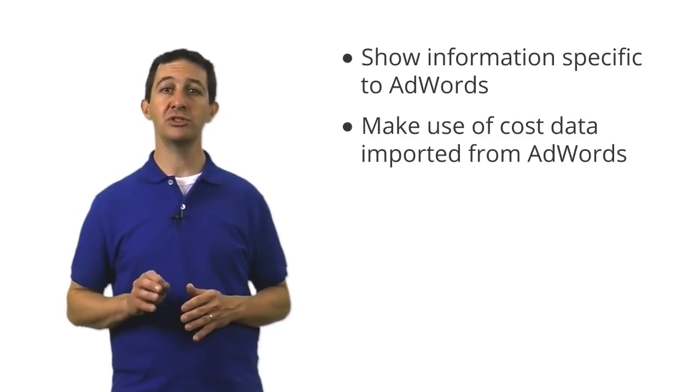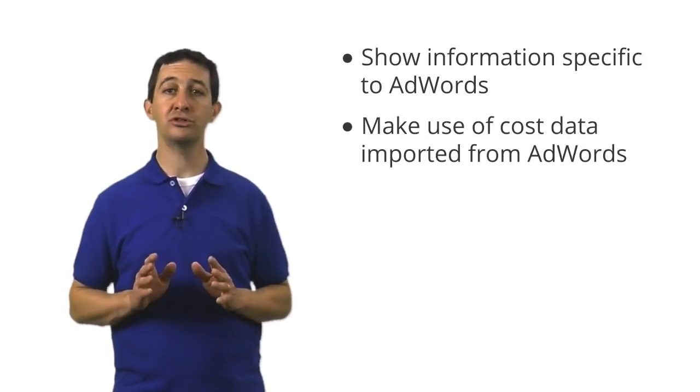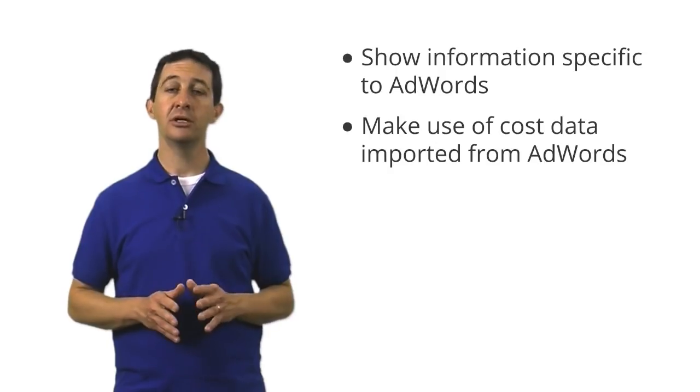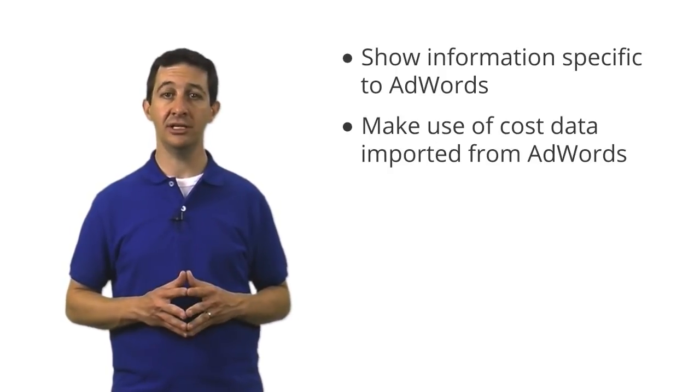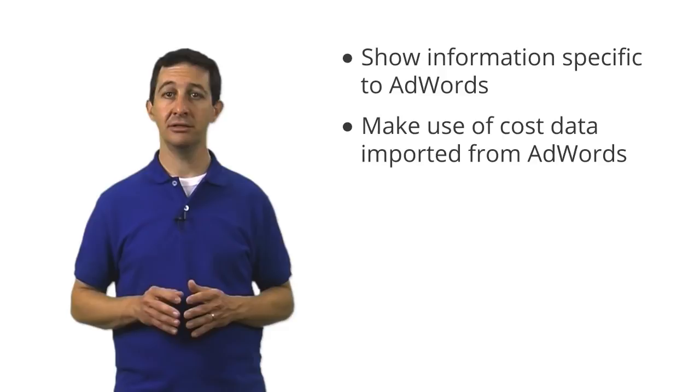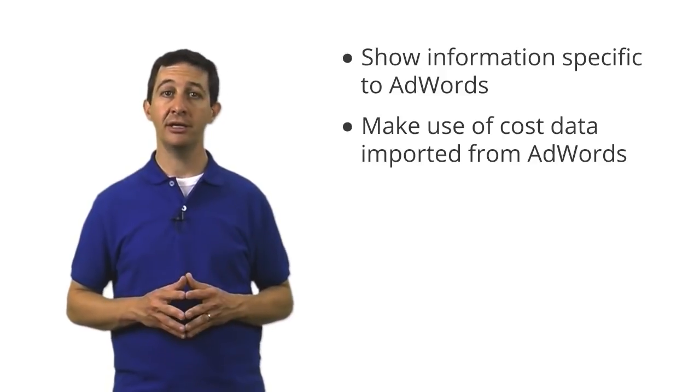Second, these reports make use of cost data imported directly from Google AdWords. Google Analytics uses this cost data, along with your revenue data, to calculate metrics like ROI and revenue per click. These metrics and others allow you to evaluate the performance of each campaign, ad group, and keyword.